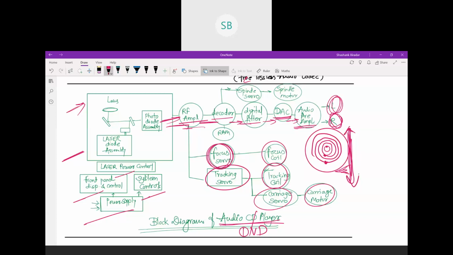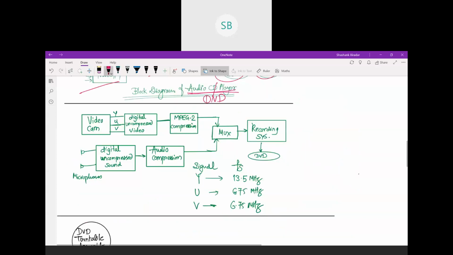Then coming to the next one, the DVD. This is the block diagram of the DVD recording system. In this, we are recording the sound as well as the video. From the video camera, what you are getting are the three channels of the video, as we have seen in the very first unit, Y, U and V.